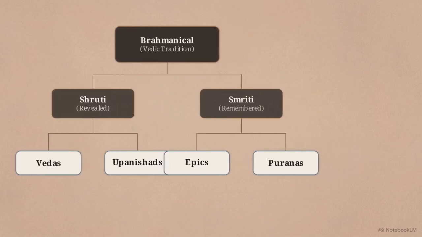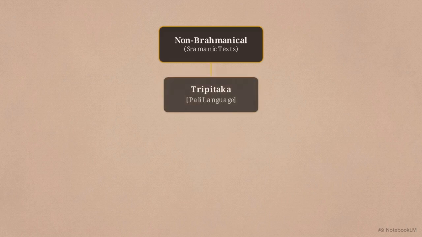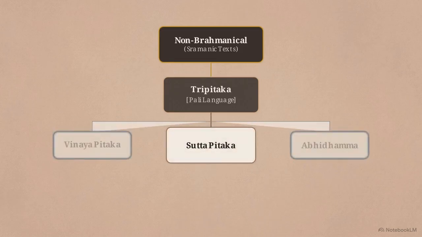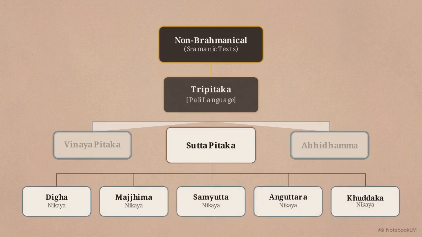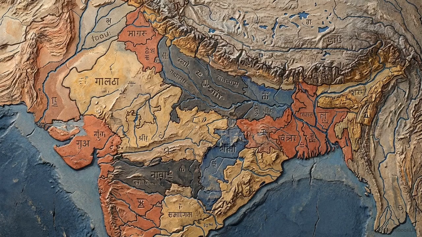To cross-reference the data, historians look entirely outside the Brahmanical worldview. This brings us to the non-Brahmanical, or Shramanic texts, starting with the Buddhist Tripitaka, written in the Pali language. Within the Tripitaka, the section called the Sutta Pitaka further subdivides into 5 distinct collections, or Nikayas. One of these, the Anguttara Nikaya, holds specific historical weight. It provides the definitive list of the 16 Mahajanapadas, the great republics that dominated the 6th century BCE.